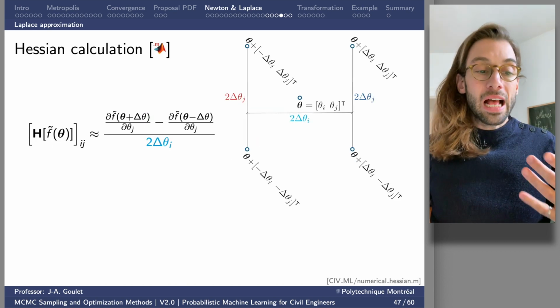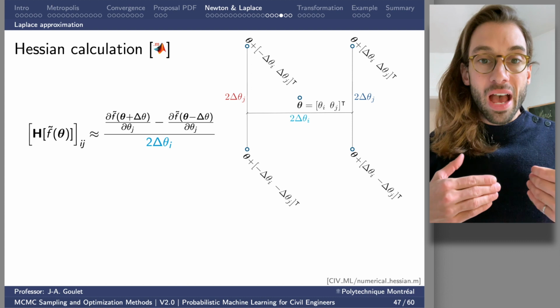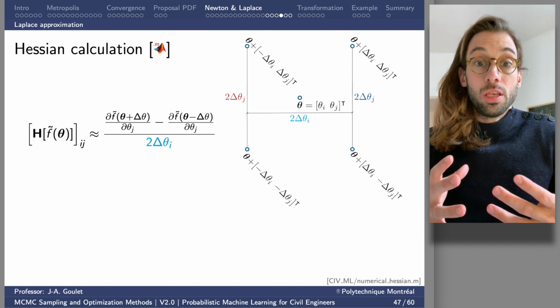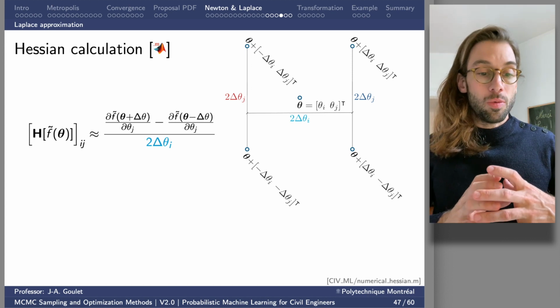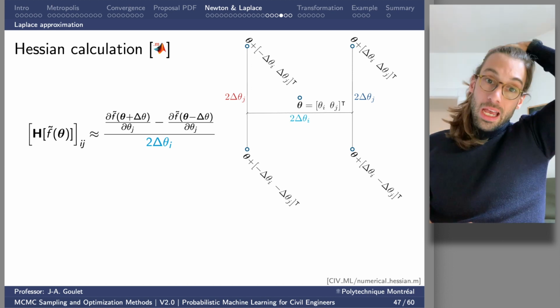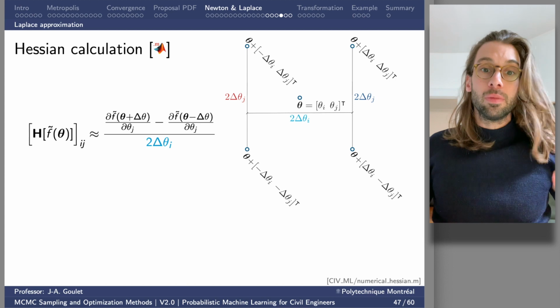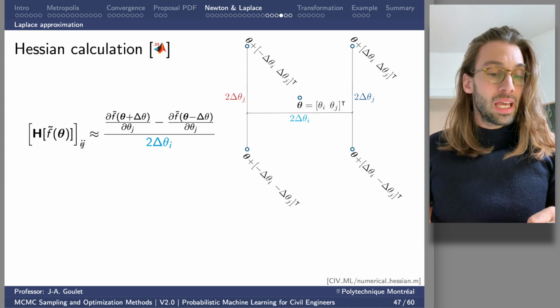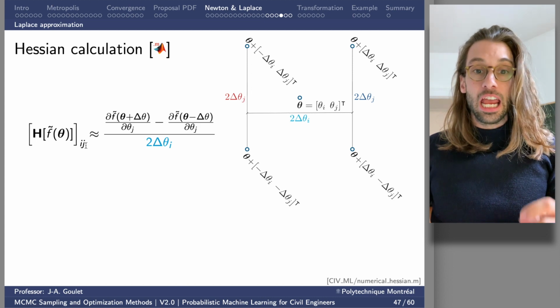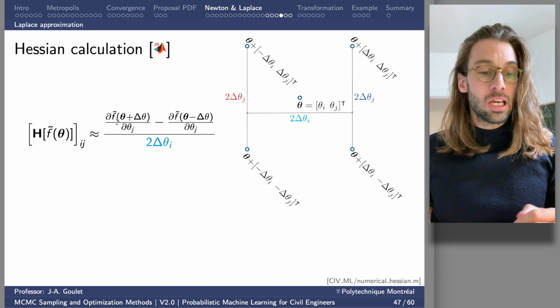How do we calculate that Hessian? If we have access to the analytical derivative, we use it. If we don't have access to the analytical derivative, we can calculate the derivatives numerically. So how are we going to do that? Each term ij in my matrix is equal to the difference between these two terms here.